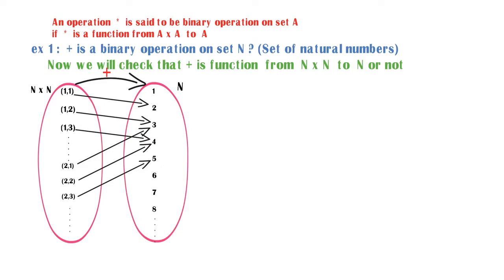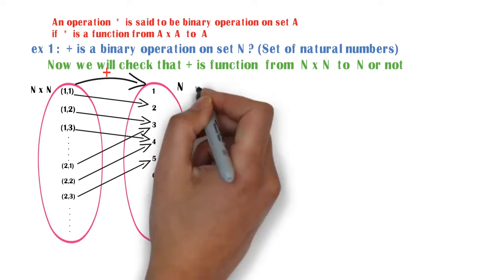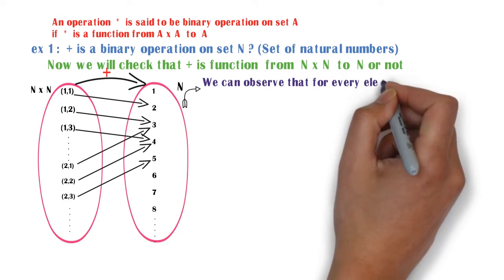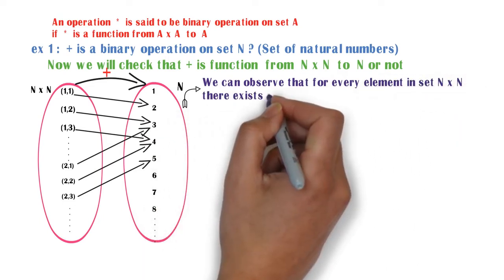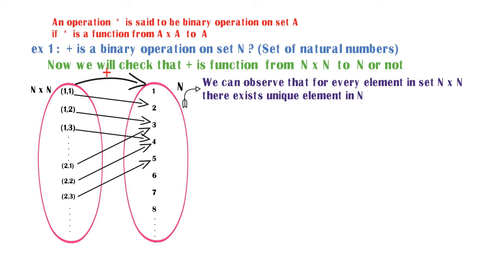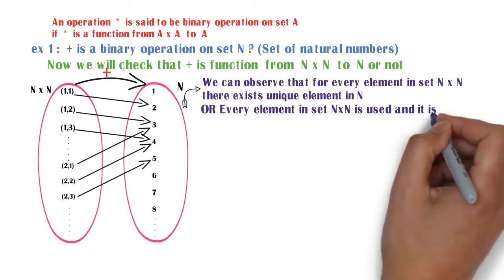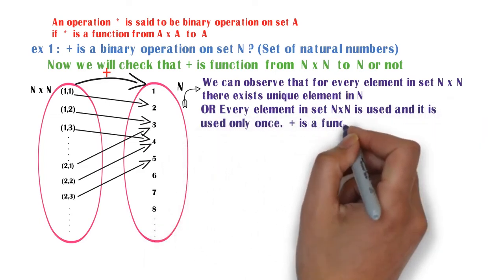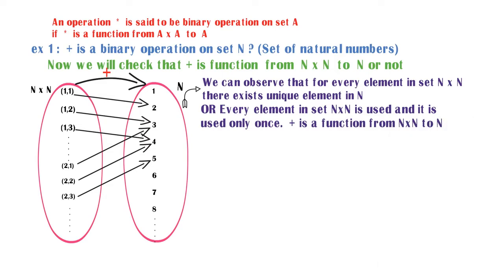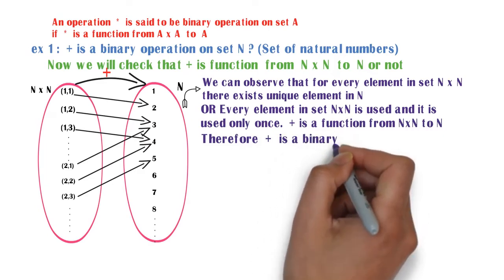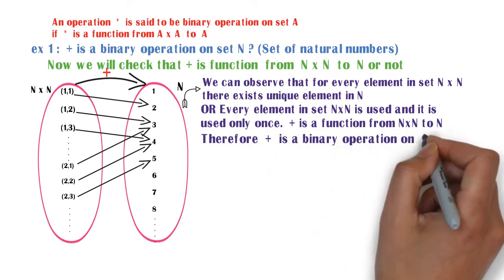In the first set, the sum of any two natural numbers is again a natural number. So if you observe all the elements in set N cross N, definitely there exists one element in N. We can observe that for every element in set N cross N, there exists a unique element in N. Or in the simplest way, we know how to check whether it is a function or not. Every element in set N cross N is used, and it is used only once. So addition is a function from N cross N to N. Therefore, addition is a binary operation on set N.